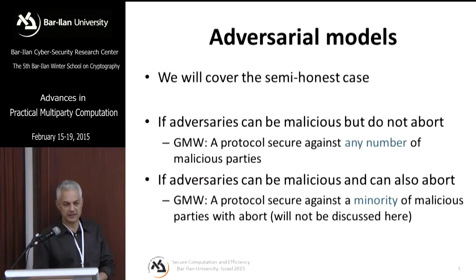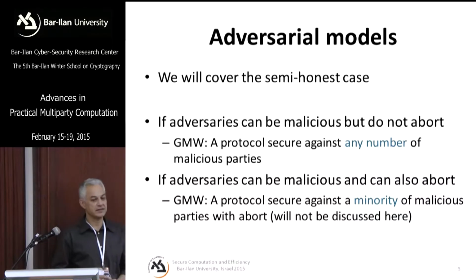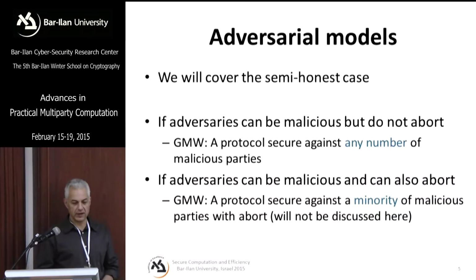As I said, we're only going to cover the semi-honest case. In the malicious case, if the adversaries are malicious but are not allowed to abort, meaning to stop the computation, then we can have security against any number of corrupt parties. If they can also abort, we can only have security against a minority of corrupt parties. These issues are covered by the GMW protocol, but we won't cover them.